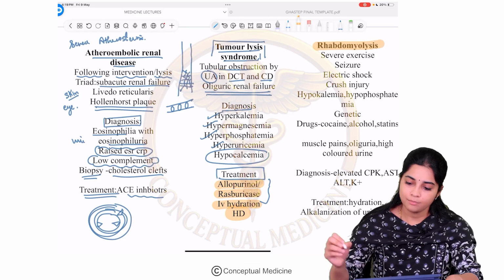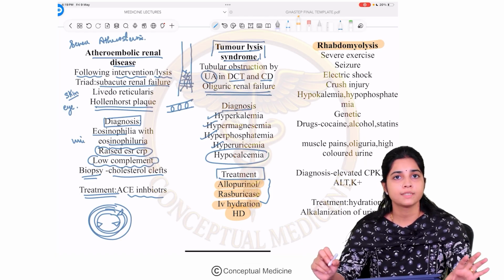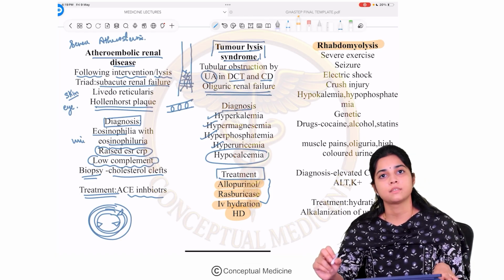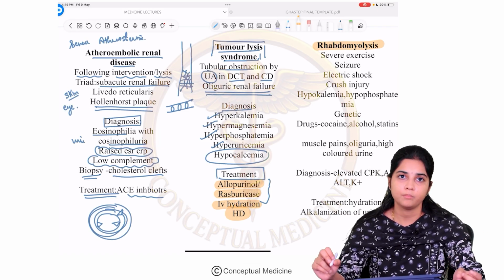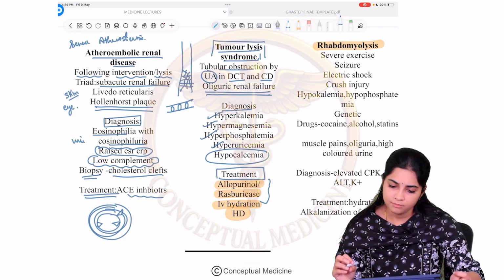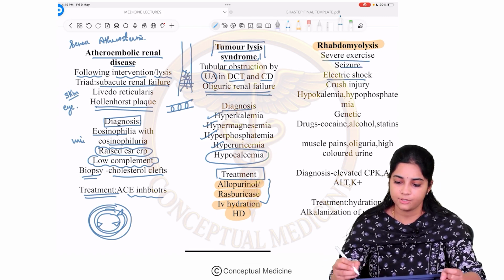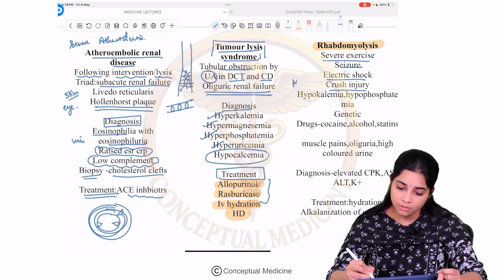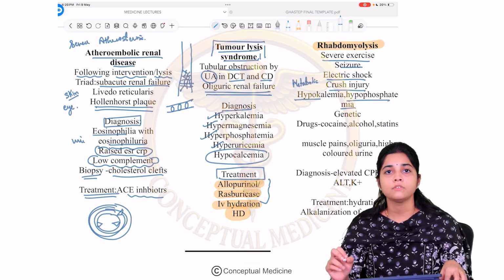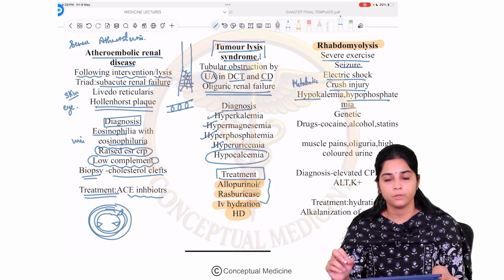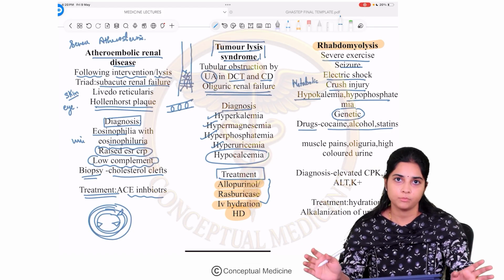Now let us understand rhabdomyolysis. We have heard this term rhabdomyolysis multiple times prior. What is rhabdomyolysis? As the name suggests, it is myolysis. So there is breakdown of the muscle. With the breakdown of the muscle, there can be excretion of potassium and there is hyperkalemia. So what are the causes for which there can be rhabdomyolysis? It can be because of severe exercise, seizures, electric shock, crush injury. We have learned that the major metabolic disorders like hypokalemia, hypophosphatemia, all of these can cause rhabdomyolysis. Alright, then genetic conditions and drugs like cocaine, alcohol and statins can also cause rhabdomyolysis.